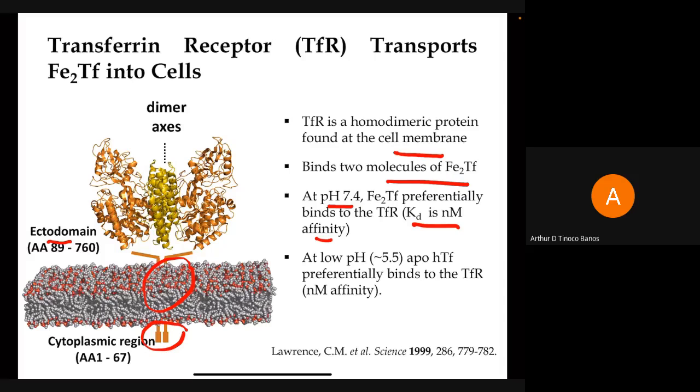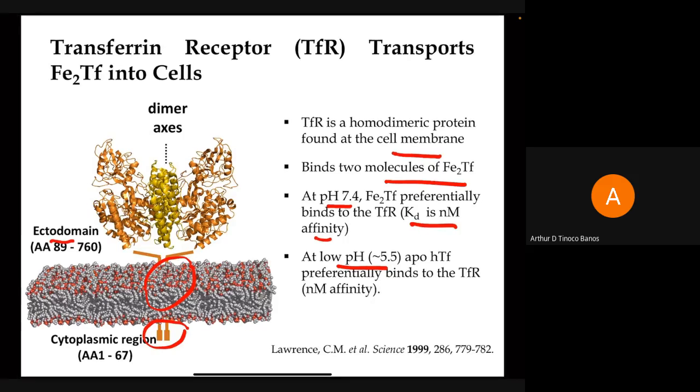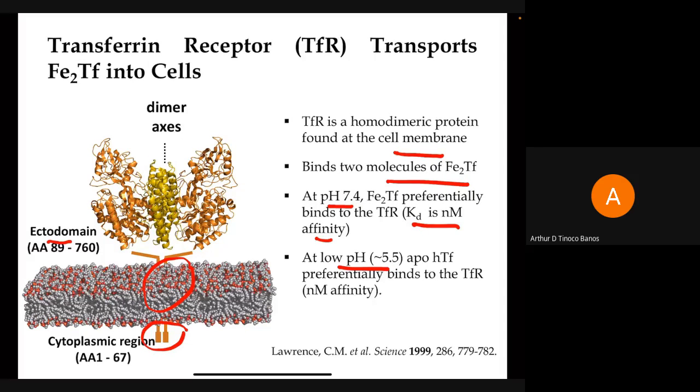At 7.4, the receptor requires interaction with iron-bound transferrin, and that interaction results in a signal to begin the process of endocytosis. But at a low pH, a pH of 5.5, that affinity actually changes. The receptor no longer has a high affinity for the iron-bound protein. Rather, it has an affinity for the apoprotein, so it has a preference for basically releasing the iron.